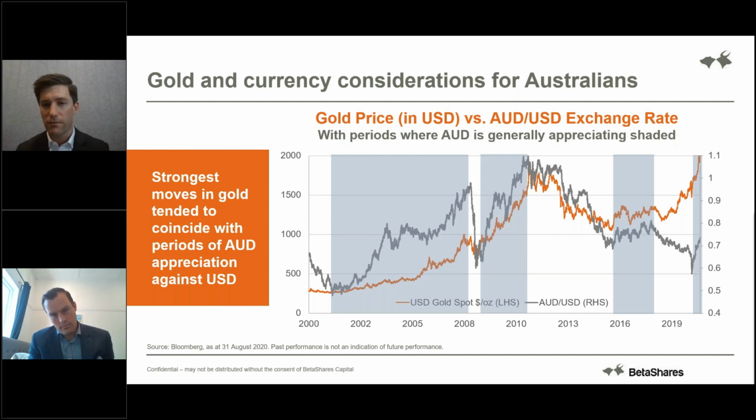For Australian investors, what's really critical is to understand the relationship between gold and the Australian dollar. Strongest moves in gold tended to coincide with a debasement of the US dollar, or to flip it the other way for us Australians, tended to coincide with a strengthening in the Australian dollar. So these large extended rises in gold price going back 40 years have generally been accompanied by that strengthening Australian dollar. And if you hold Australian dollar denominated gold or unhedged gold exposure, that has a real impact.